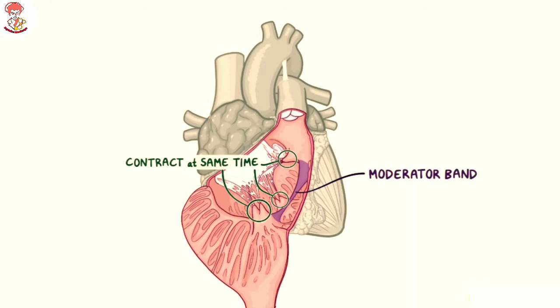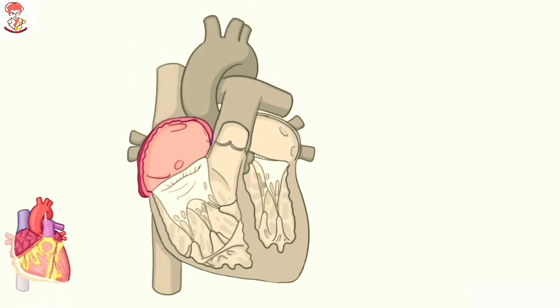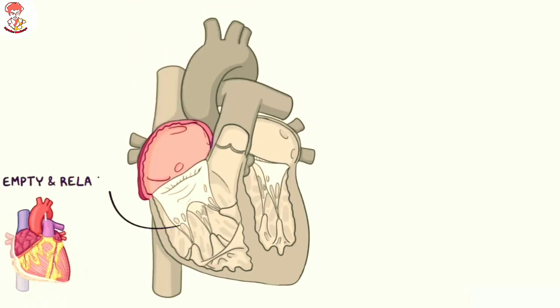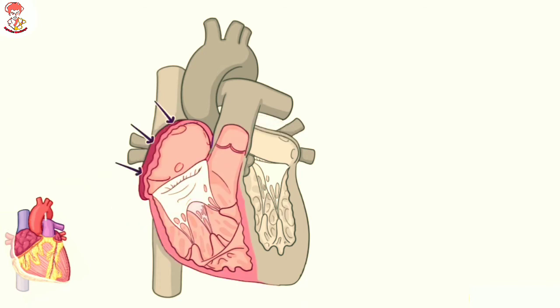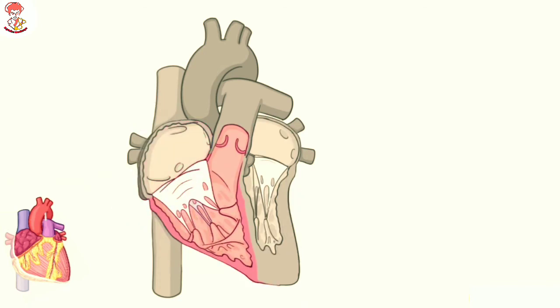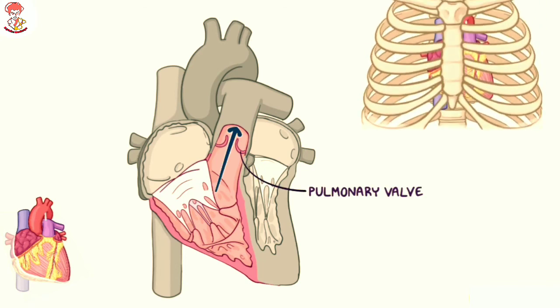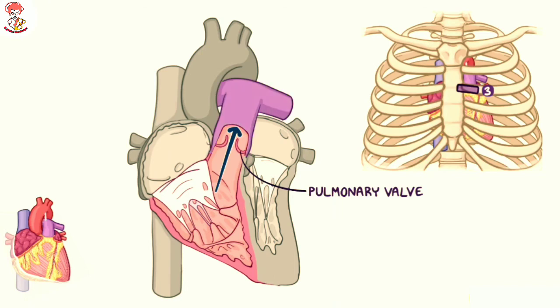Briefly, let's talk about blood flow. The right atrium contracts when the right ventricle is empty and relaxed. So blood from the right atrium passes through the tricuspid valve and enters into the right ventricle. Finally, blood then leaves the right ventricle through the pulmonary valve, which is located at the level of the left third costal cartilage, and enters the pulmonary trunk, where blood is sent to the lungs for oxygenation.